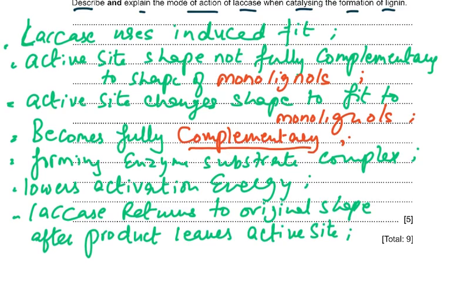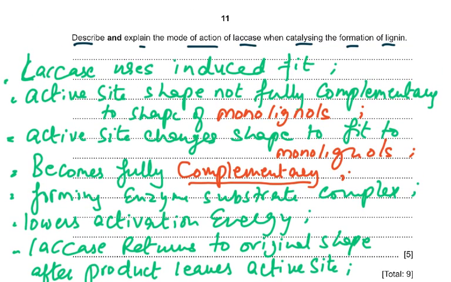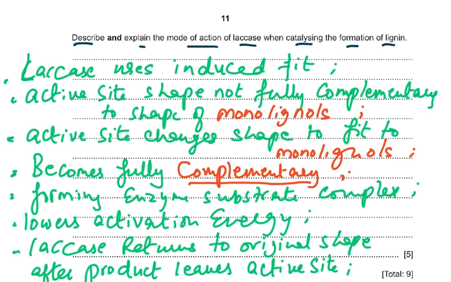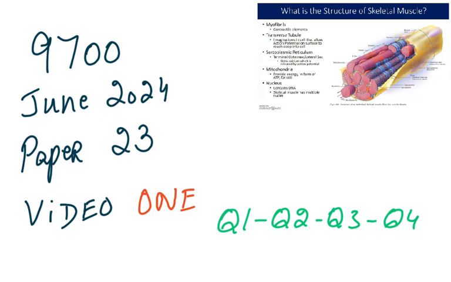Now, whenever you're reading this sort of question, remember it says figure 4.1 is a diagram of the mode of action of laccase, and then the question is based on figure 4.1. So that is why it says describe and explain when laccase is catalyzing the formation of lignin. Questions 1, 2, 3, and 4 have been answered in this first video on this paper.